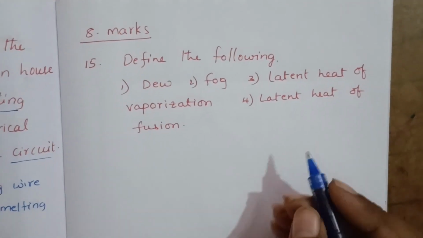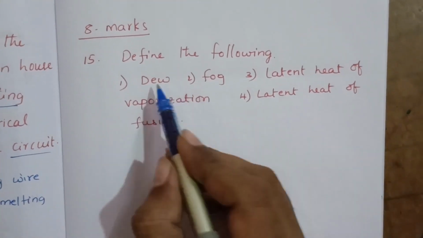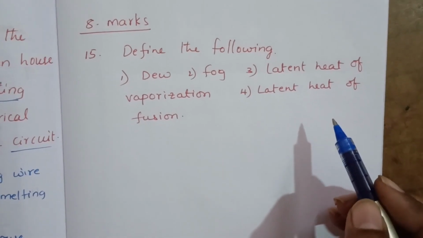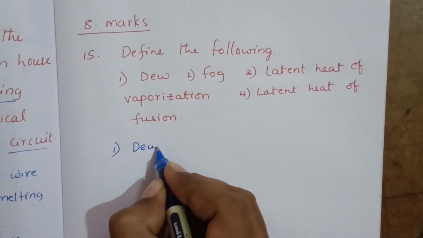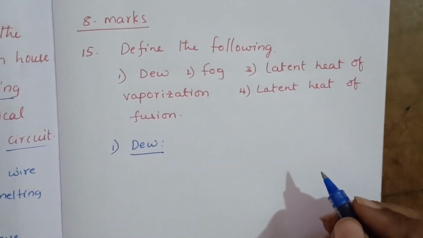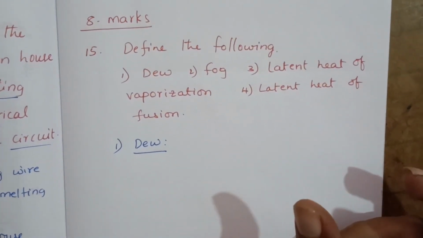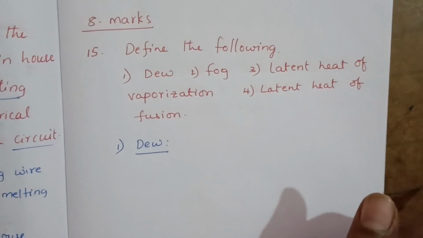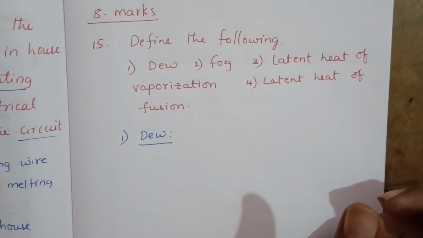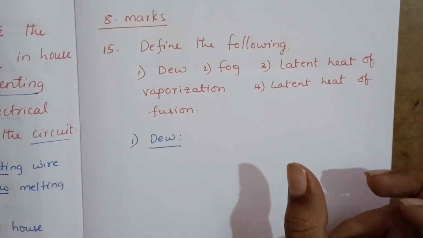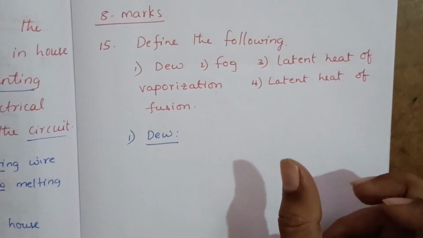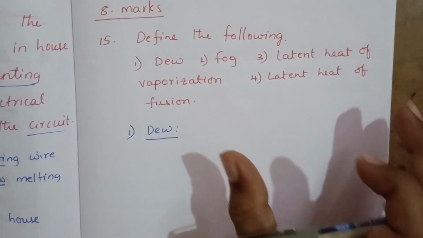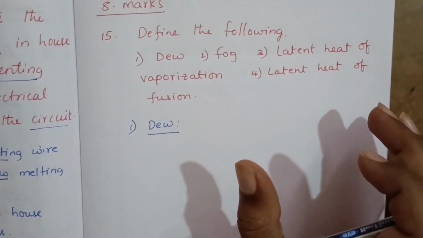Okay. Next, 8 more questions. Define the following. First one is dew. During winter nights, the atmospheric temperature decreases, goes down.